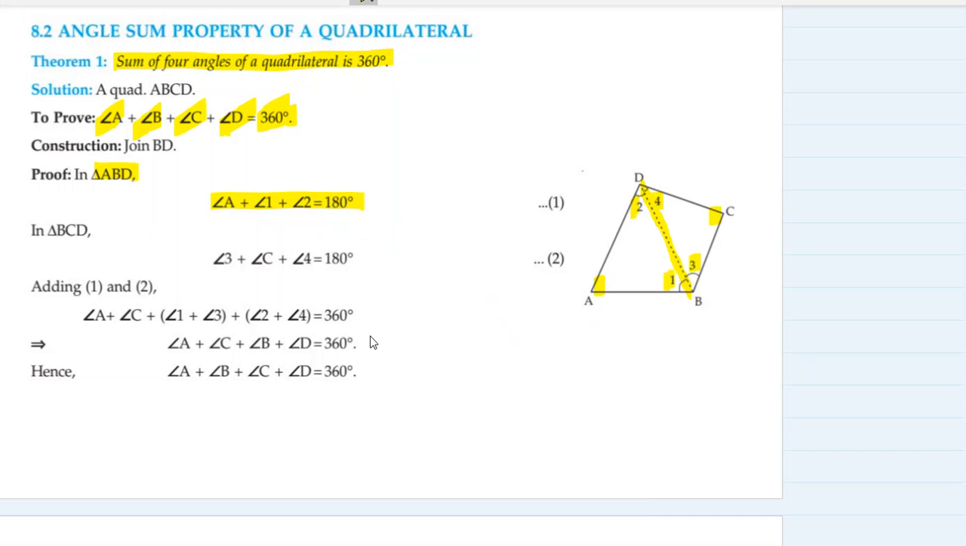If you add 1 and 2, you get angle A plus angle C plus angle 1 plus angle 3 plus angle 2 plus angle 4. 1 plus 3 क्या है, angle B, और 2 plus 4 क्या है, एंगल D. So angle A plus angle B plus angle C plus angle D is how much, 360 degree. Very easy. Divide the quadrilateral into two triangles. The sum of all the angles of a triangle is 180 degree. So the sum of all the angles of two triangles will be 180 plus 180, that is 360, and with that property we get the sum of all angles of a quadrilateral to be 360 degree.